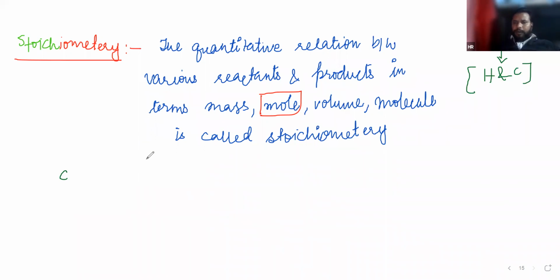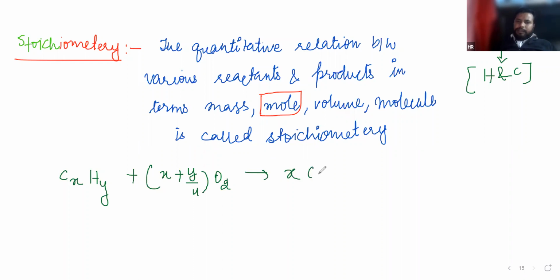Burning means we are using oxygen for burning anything. We need oxygen. So in terms of reaction, if we need to burn anything, we need to get oxygen. Just see, CxHy plus (x plus y by 4) O2 will give x CO2 and y by 2 H2O. You will be thinking, what have you written, sir.